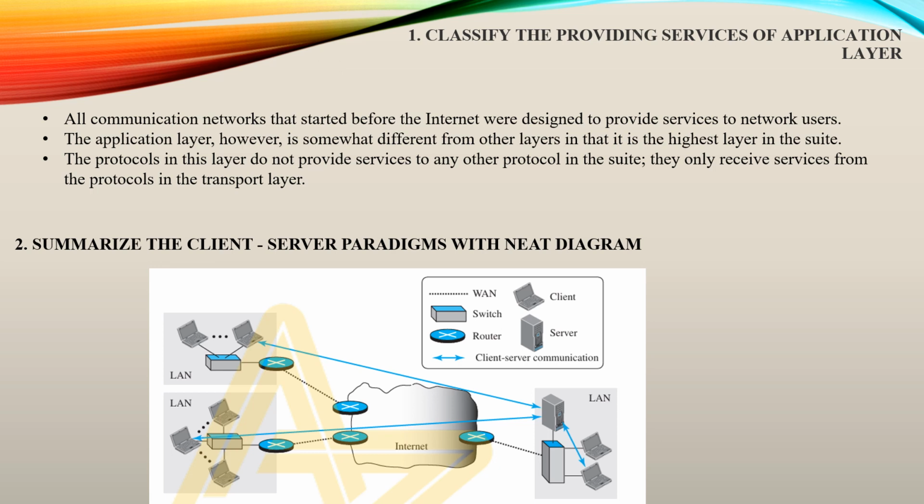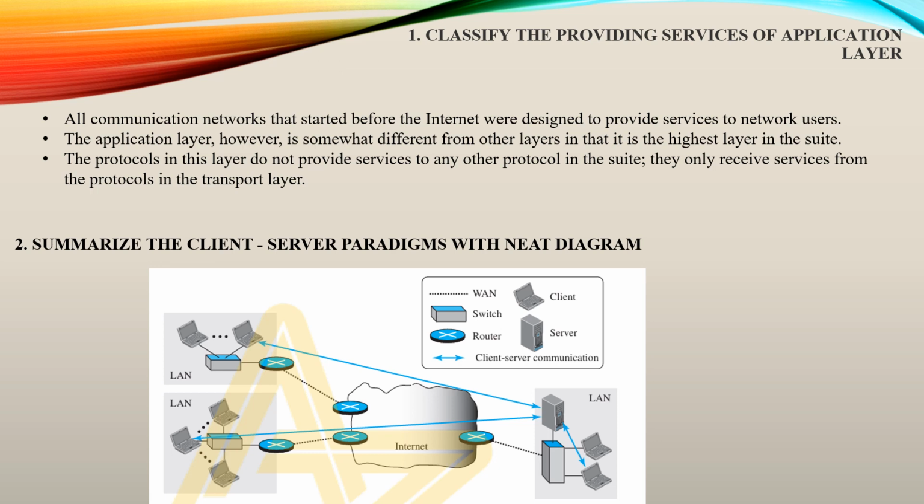All the communication networks depend upon the internet, right? So we call the internet a hub where n number of networks are connected. Here in the application layer, it doesn't provide any services or any protocol. It only receives the services from the protocols in the transport layer, that is, services from TCP and UDP. So this you have to explain in detail.